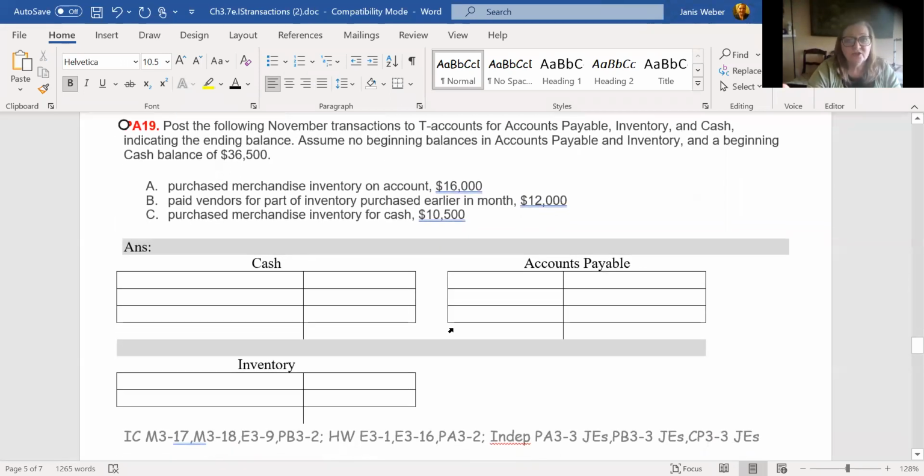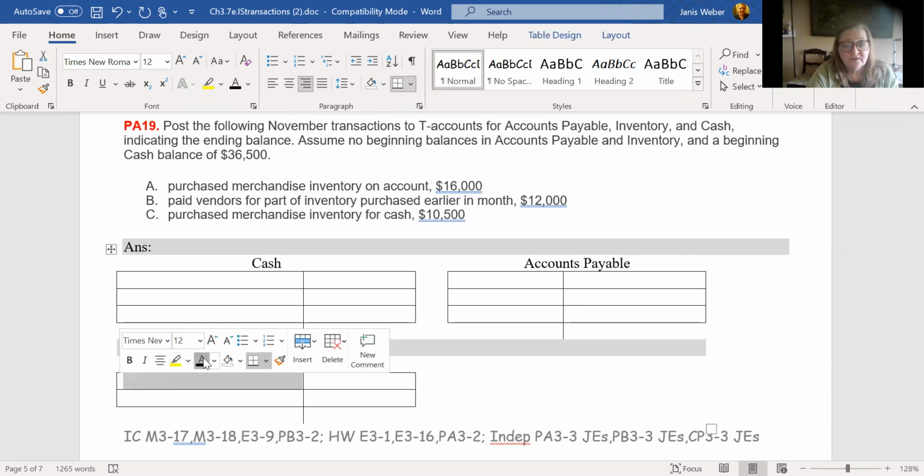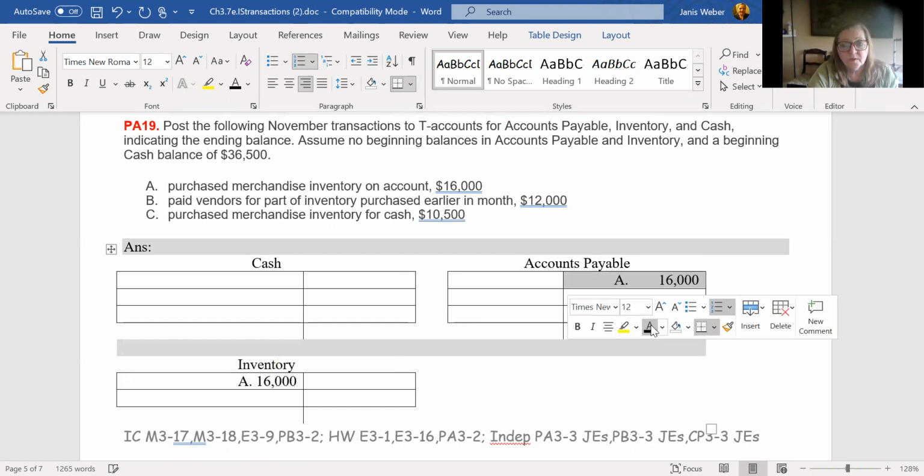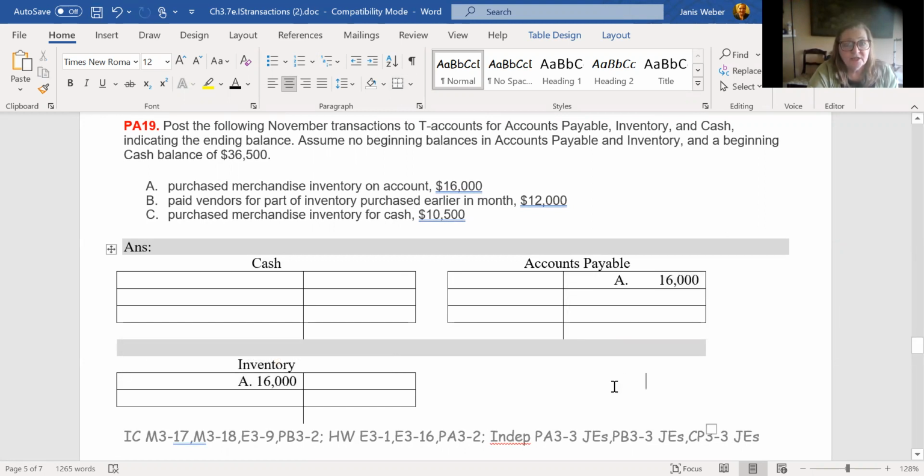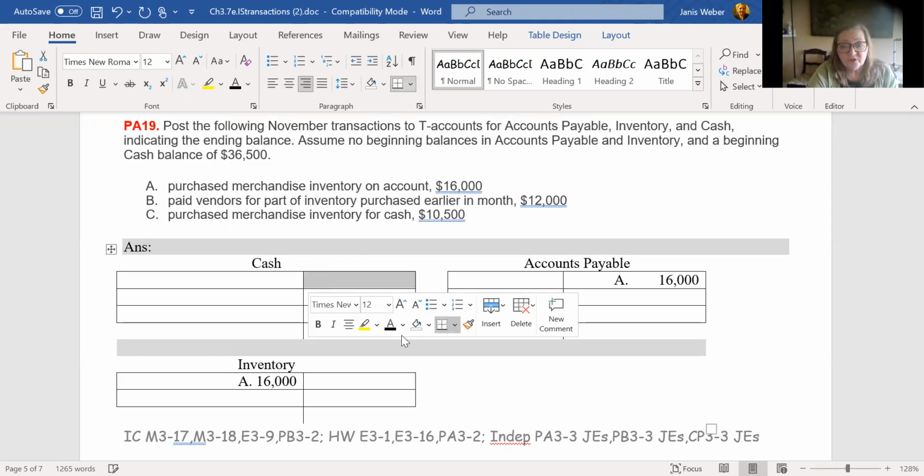We've got 3 transactions that affect 3 different accounts: cash, accounts payable, and inventory. The first one, we purchased inventory on account. So that means we debited inventory, we credited accounts payable for the A entry. The B entry, we paid vendors for part of the inventory we purchased earlier. So that means we credit cash when we paid the vendors.